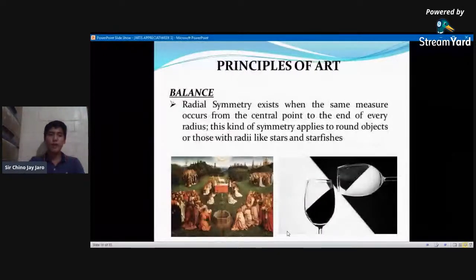When we say balance, radial symmetry exists when the same measure occurs from the central point to the end of every radius. This kind of symmetry applies to round objects or those with radii, like stars and starfishes. Now, based on the picture below, we have an example of a principle of art that presents balance.